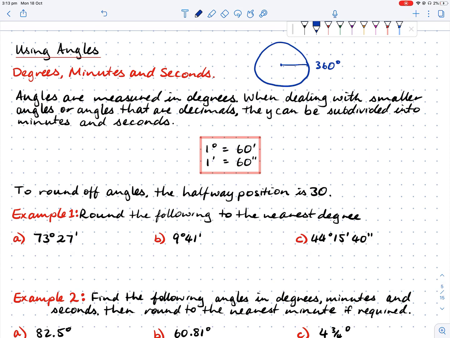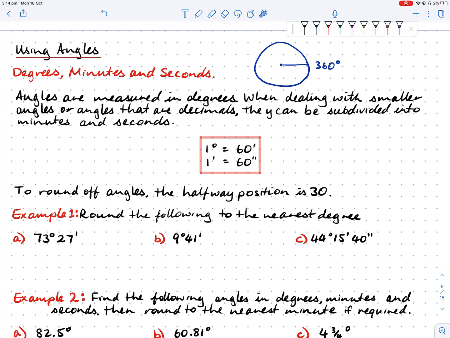But we need a way of measuring angles that are smaller than a degree. Now, in class, using your protractor, more often than not, you won't be working with angles that are smaller than 1 degree. But if we look at a larger scale, such as places on the Earth, we know that the Earth is spherical, so 1 degree could be several hundred kilometers worth of physical distance. So we need a more specific way. And this is where minutes and seconds come in.